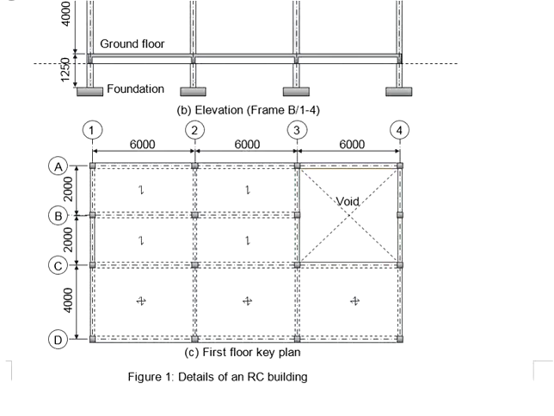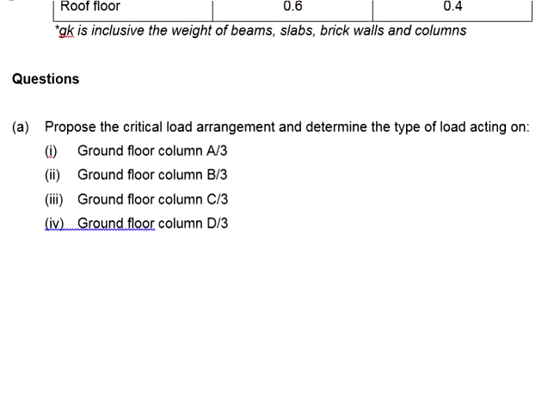Now, having this understood, we come back to the question. You will need to propose the critical load arrangement and determine the type of the loading acting onto those columns. First, you will need to determine the critical load arrangement. Column, it will be more susceptible to the bending moment. Therefore, in order for you to get the critical load, the top priority shall be given to the moment.